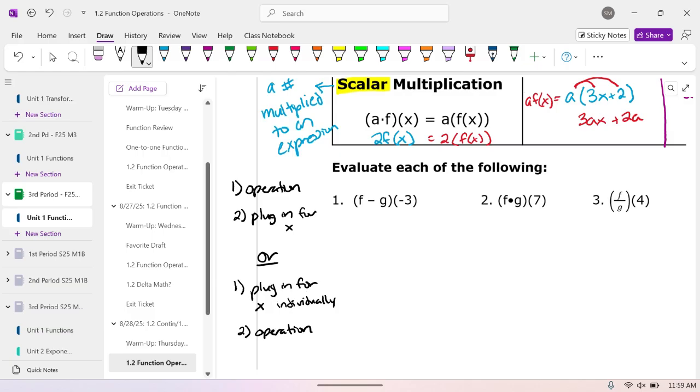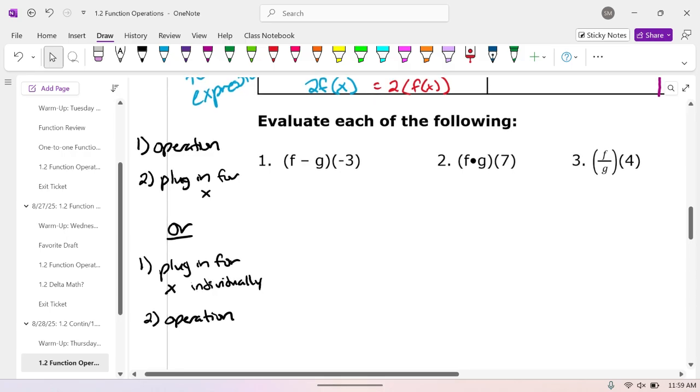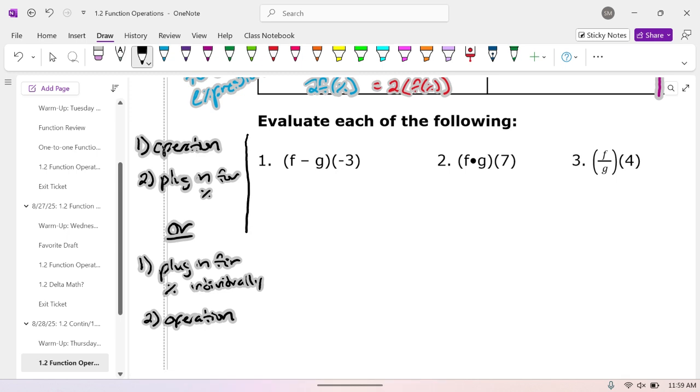All right. Either way, and it's really just a preference of what you're most comfortable with. Either way, it will give you the same answer. All right. So for these examples, we're just going to practice doing the second way. All right. Because it's actually less steps and less room for error if you do the second way.